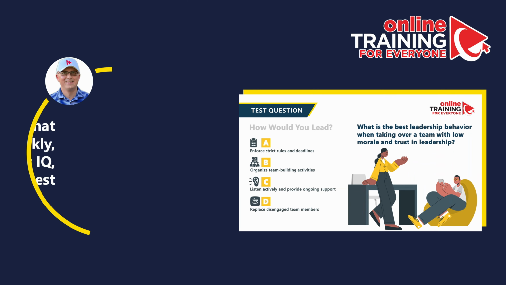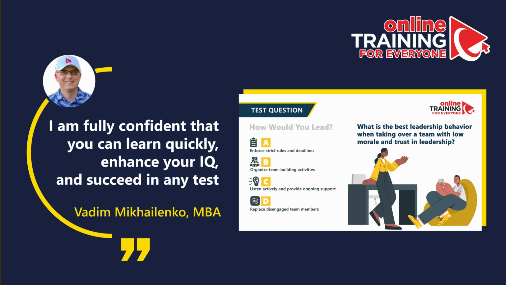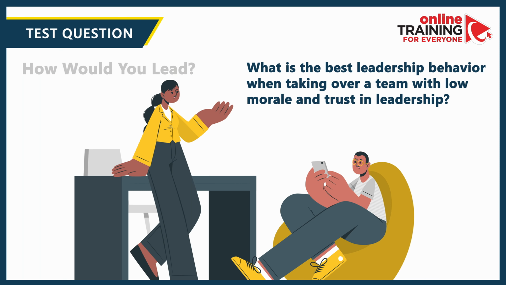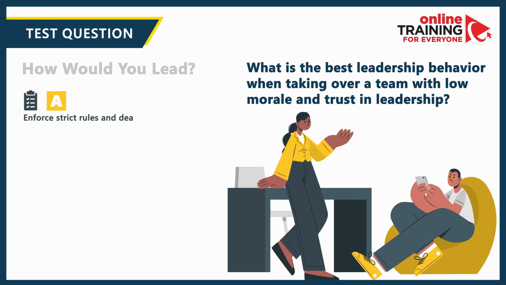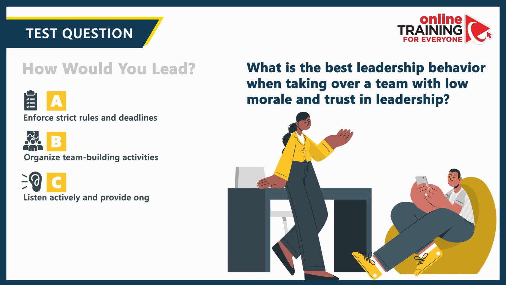Let's challenge your leadership skills with this intriguing question. What is the best leadership behavior when taking over a team with low morale and trust in leadership? And you have 4 choices to select from. Choice A, enforce strict rules and deadlines. Choice B, organize team building activities. Choice C, listen actively and provide ongoing support. And choice D, replace disengaged team members.